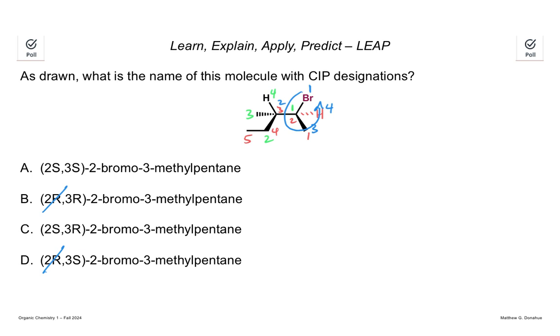And then here's a mental exercise for you. You've got to put your eyeball right here, so you're looking down that bond. And then when you do that, is it clockwise or counterclockwise? Should be counterclockwise. So that's going to be S. So we can eliminate C. And then A would be the correct response.